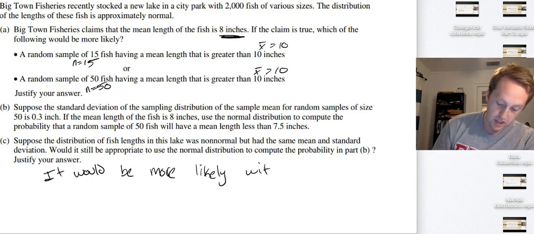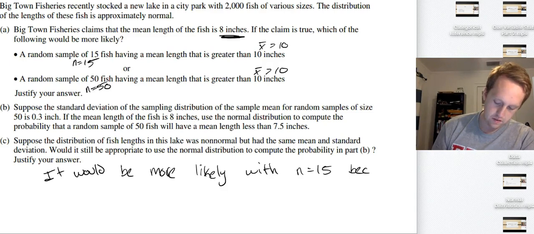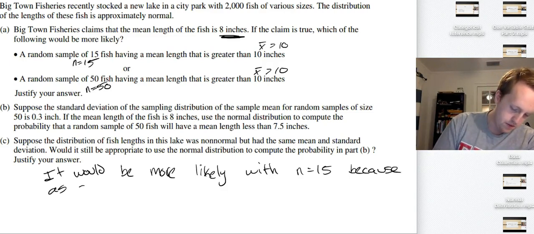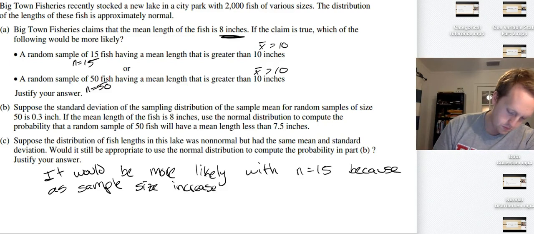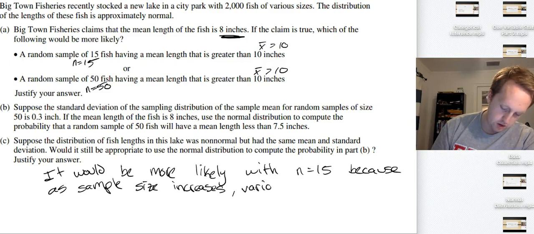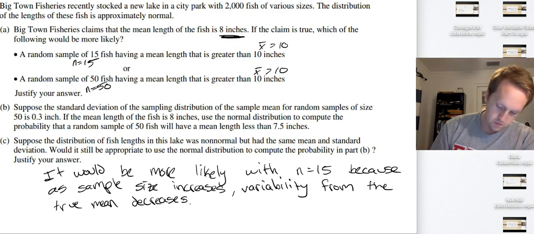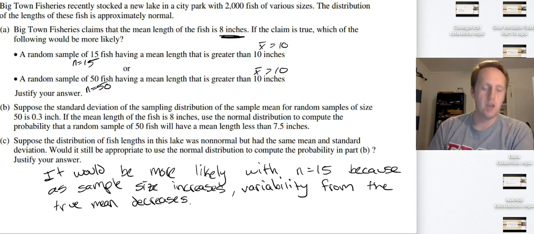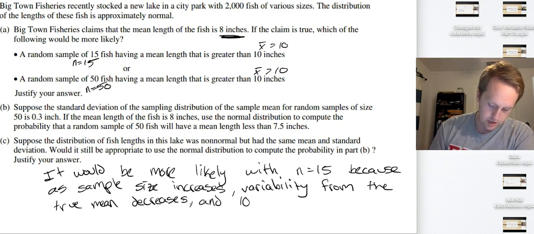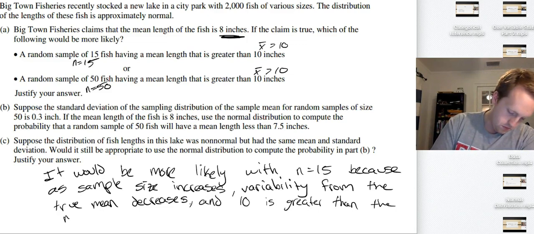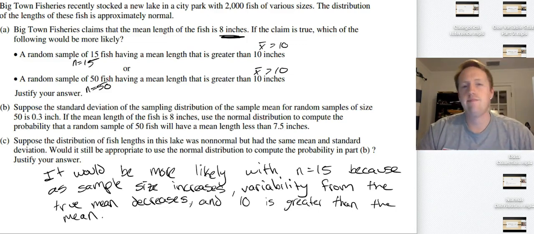with a sample size of 15. So with n equals 15, because as sample size increases, variability from the mean decreases. I feel like we should mention the fact that 10 is above the mean. So we'll just say, and 10 inches, and 10 is greater than the mean. Something to that effect. That would do it.